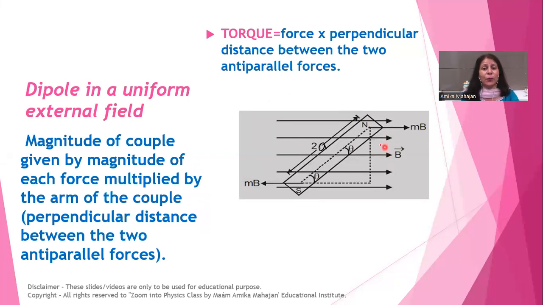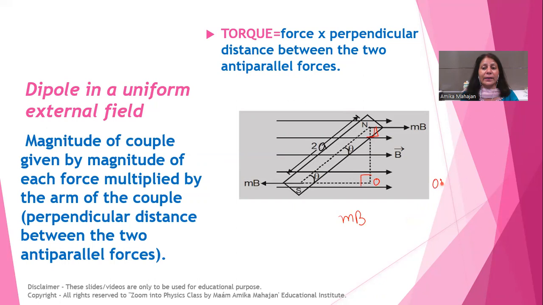So what is either force? It is mB in magnitude. And what is the perpendicular distance? For that, we draw NO and SO perpendicular to each other. Now, which line will be perpendicular? ON will be perpendicular to this force mB and perpendicular to this force produced backward. So, the perpendicular distance will be ON.